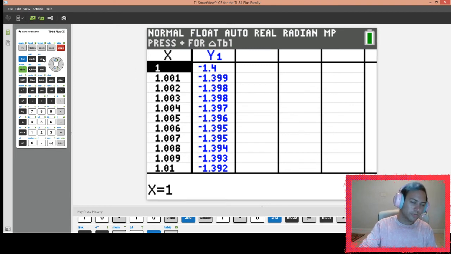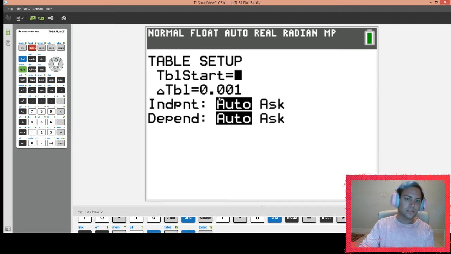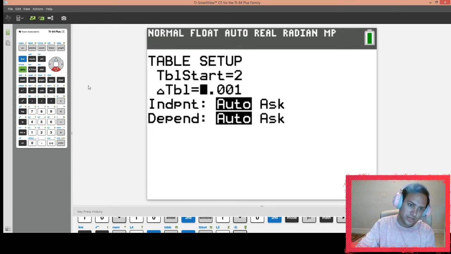What I want you to actually do before you jump into the table is go to Table Set, right above Window. So you're going to press Second, Table Set. This will probably say 1 and 1 here. If it doesn't, this is what we need to change. We want to change our table starting point to the point which x is approaching. In this case, x is supposed to be approaching 2. It says the limit as x approaches 2. So I want to change the table start to whatever x is approaching. So I'm going to change it to 2.